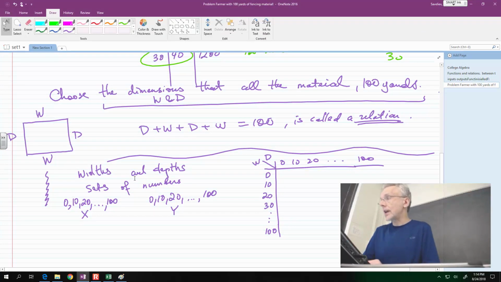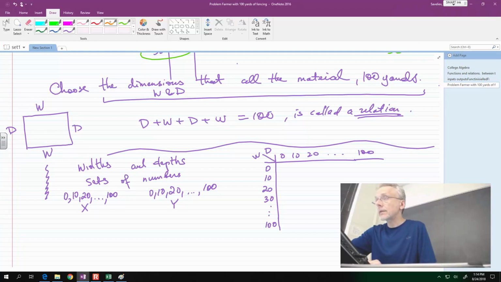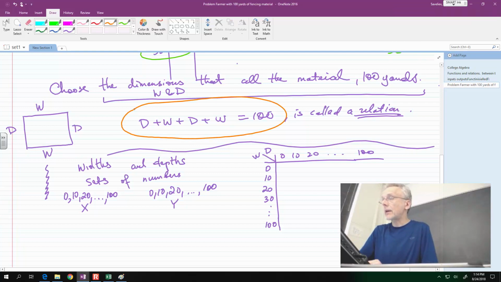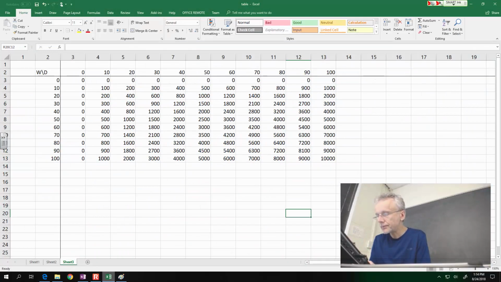The restriction here is that twice the depth plus twice the width is supposed to be equal to 100 yards. In other words, it is the perimeter, or depth plus width is equal to 50 if you want to really make your life easier. So if we look at this table, the depth plus the width should add up to 50. We'll look at our table and see if there is any data that we could extract.